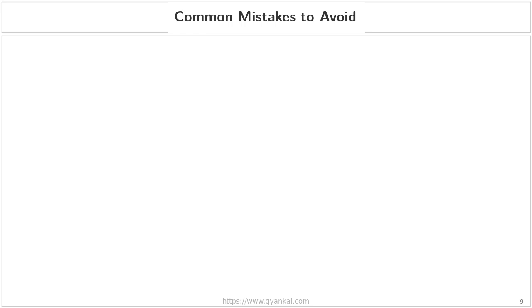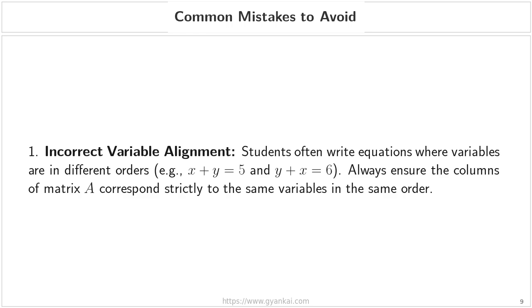First, watch out for incorrect variable alignment. I've seen many students write equations where the variables are in different orders. For example, writing x plus y equals 5 in one line, but then switching it to y plus x equals 6 in the next. This is a major error. You must ensure that every column in your coefficient matrix corresponds strictly to the same variable, in the exact same order, across every single equation.